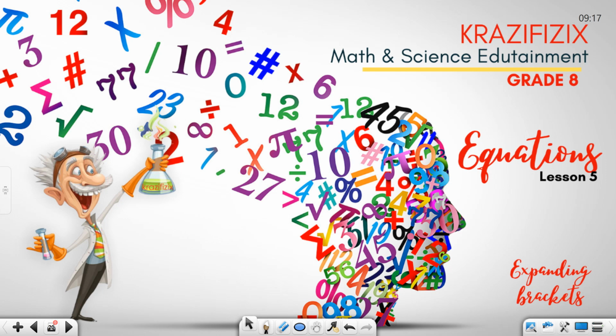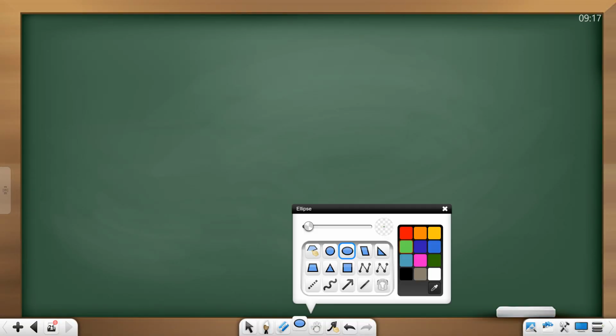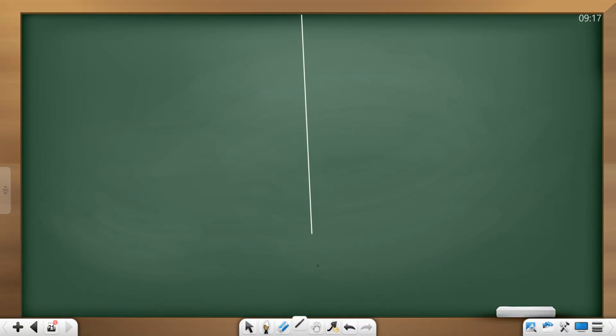Hello, grade 8. Welcome to a continuation of equations, and in this particular lesson, we will be learning how to expand brackets. This is still solving, but let's quickly see what it means when we have a bracket before I bring in the equations. Okay, brackets are a symbol of multiplication.